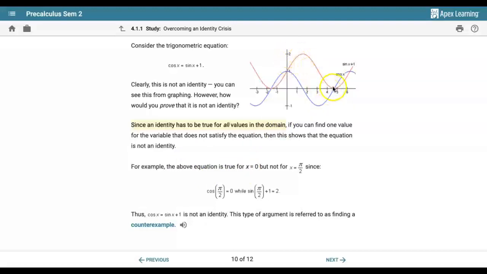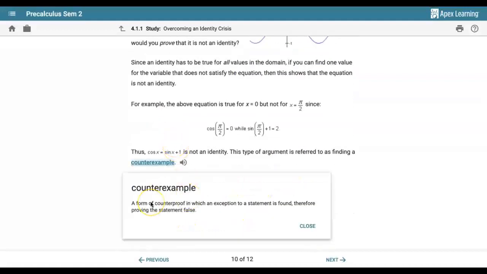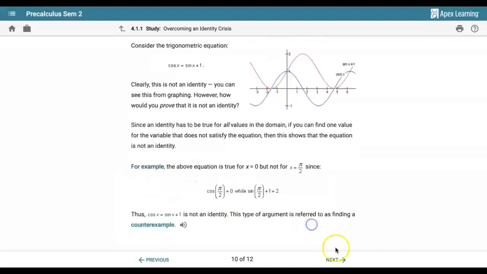But if we look pretty much anywhere else except for the intersection points, let's look at pi over 2. At pi over 2, one of these expressions is equal to 0. Cosine is equal to 0, while sine is equal to positive 2. So therefore, it is not an identity. Using this type of argument is referred to as finding a counterexample. It is an example that proves the statement is false.